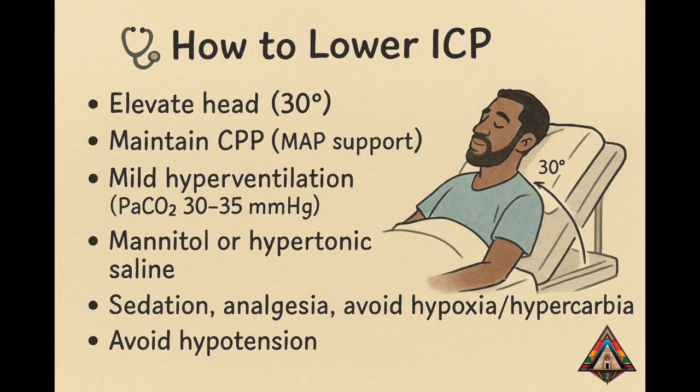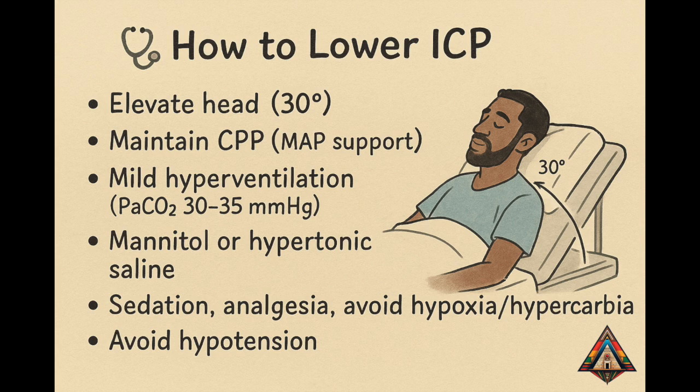How to lower intracranial pressure? Management of raised intracranial pressure is a critical task in anesthesia and critical care. The following strategies are commonly used. Elevating the head of the bed to 30 degrees improves venous drainage and reduces intracranial pressure. Maintaining adequate cerebral perfusion pressure through appropriate mean arterial pressure support ensures sufficient brain perfusion.